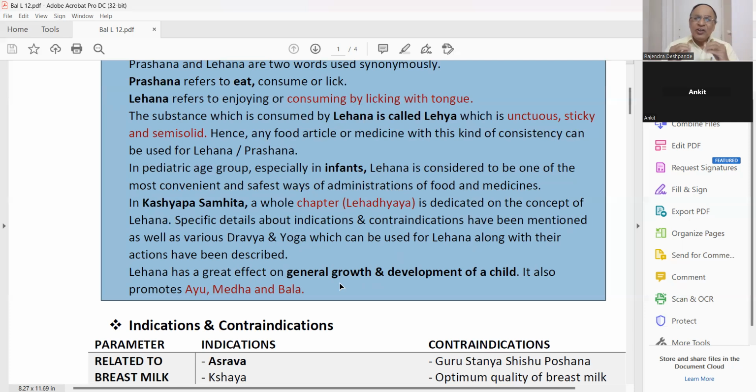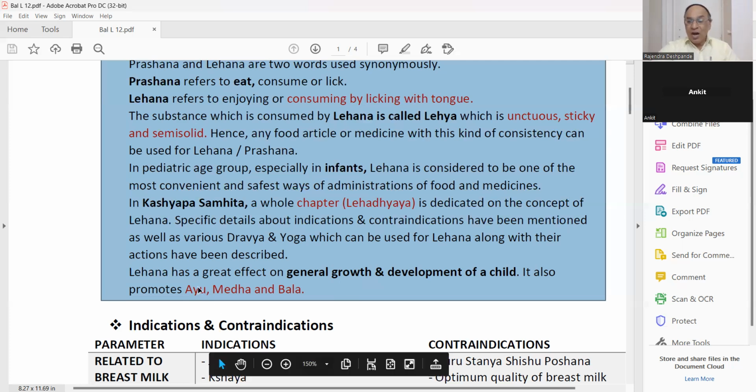Okay. Lehana is the best to support general growth and development of the child. Very, very nutritious. It is like a food supplement. Remember this. Like modern doctors prescribe protein supplements or vitamin supplements, similarly Ayurvedic Vaidya are always giving some Lehana type of product. It promotes Ayu, whole quality of life, Medha. What is Medha? Grasping capacity. And Bala, physical and mental strength will be increased.